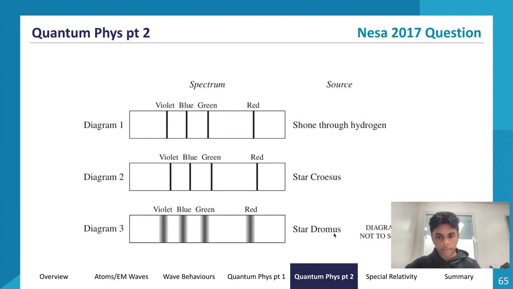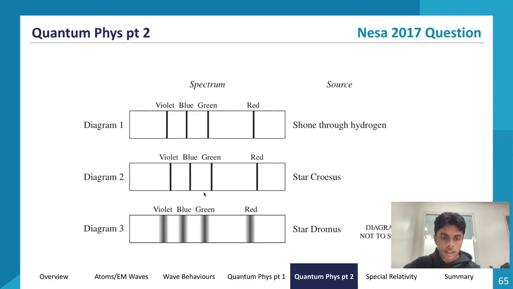Now let's look at star Dromus. If I connect these lines, you can see that it's slightly moving to the left. You can see here that it has the same pattern: violet, blue, green, and red. So the chemical composition of both star Dromus, Croesus, and the source, or diagram 1, is the same. But as opposed to star Croesus, the spectral lines are more shifted towards the left, so it's more blue shifted. So we can say star Dromus is moving towards us a little bit, while star Croesus is moving away from us.